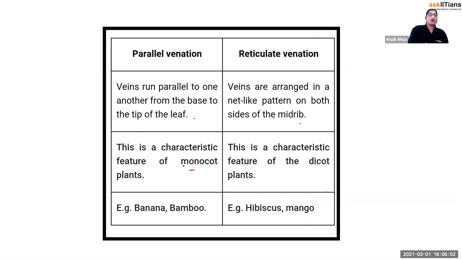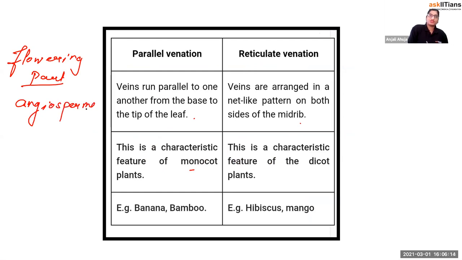I told you this in the last class also. All the flowering plants are known as angiosperms. And angiosperms are mainly of two types. One is the monocot and one is the dicot.